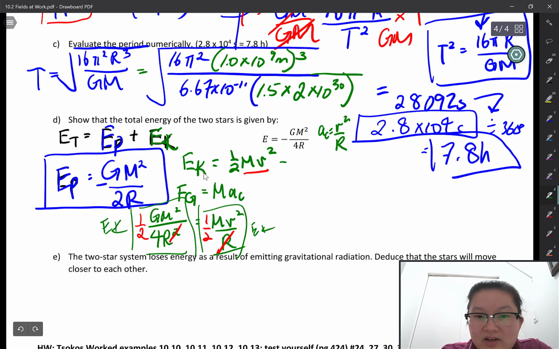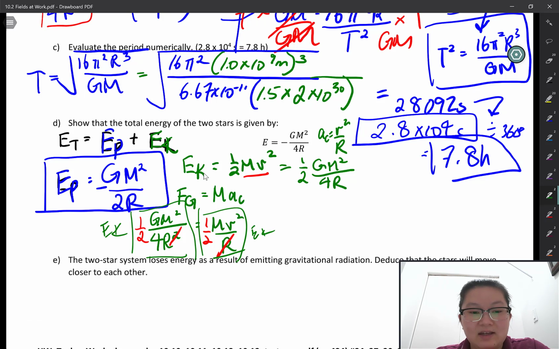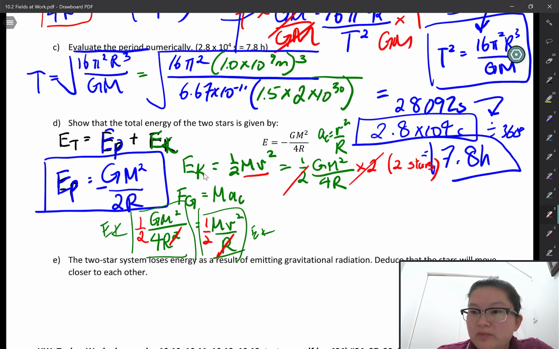So the kinetic energy of one star in orbit, remember it's one star, is 1/2 GM, with which M squared, divided by 4r. Actually, just 4r. And I have to multiply this by 2 for 2 stars. That's going to cancel out this guy over here.